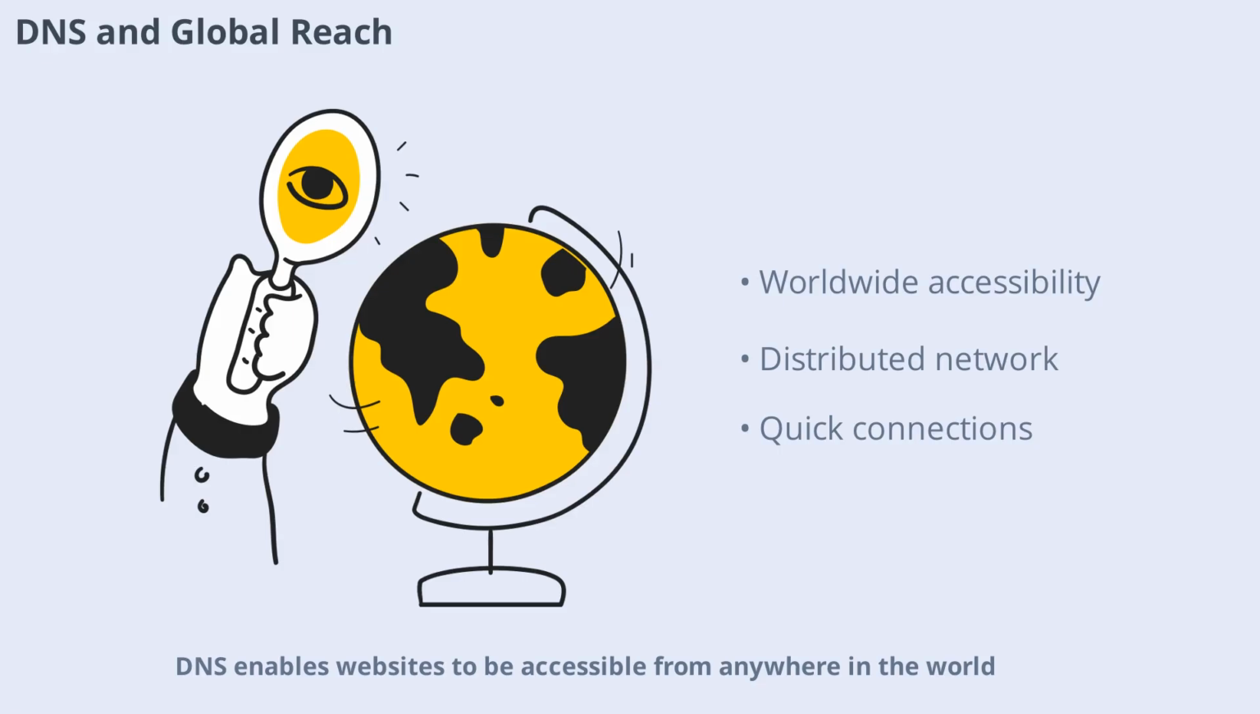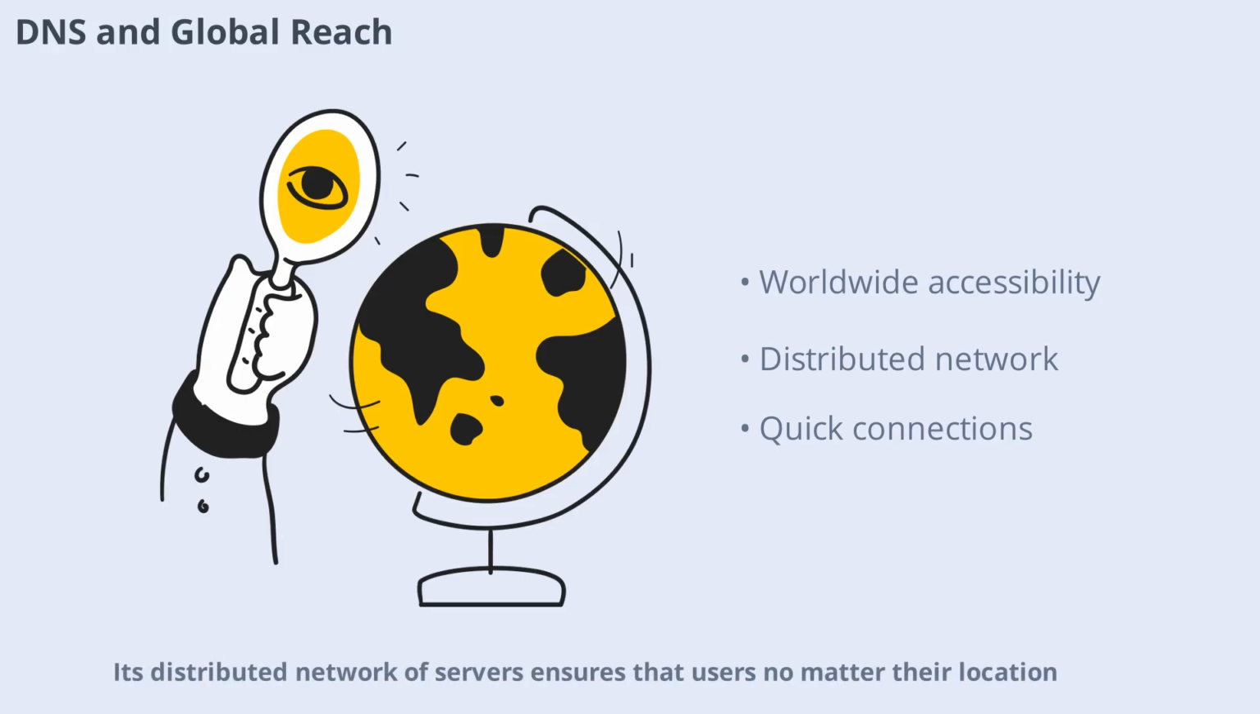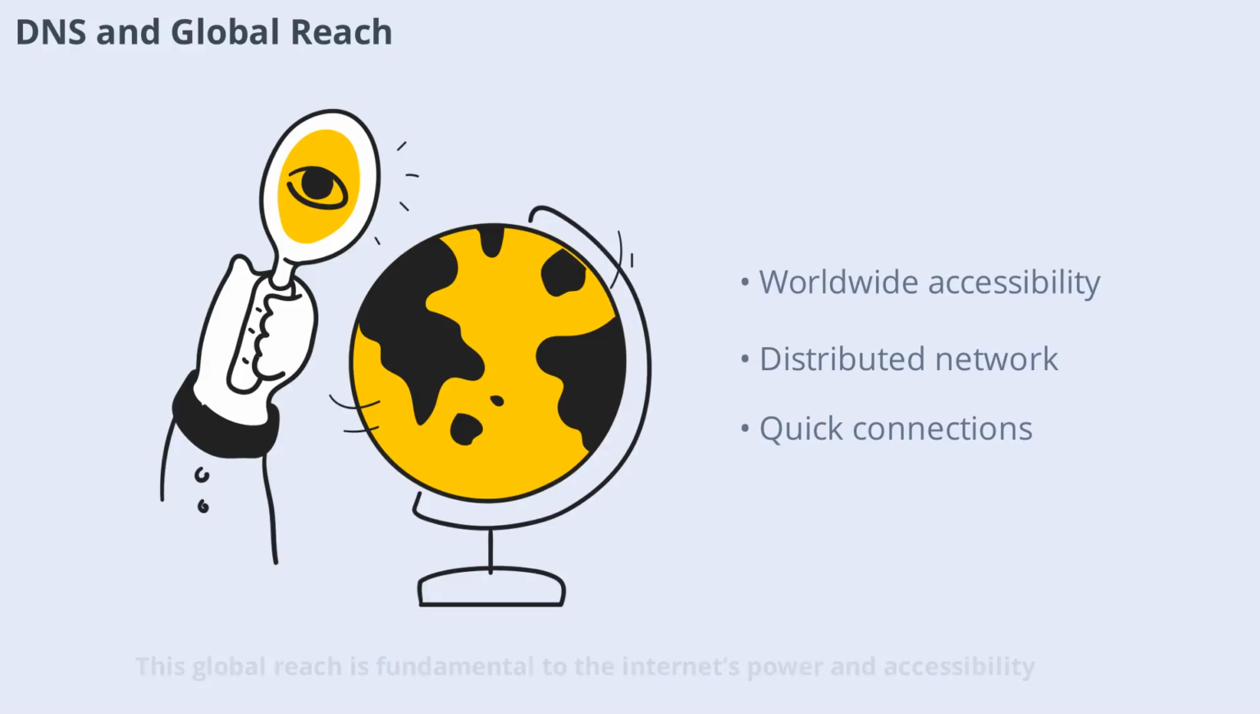DNS enables websites to be accessible from anywhere in the world. Its distributed network of servers ensures that users, no matter their location, can connect to websites quickly. This global reach is fundamental to the internet's power and accessibility.